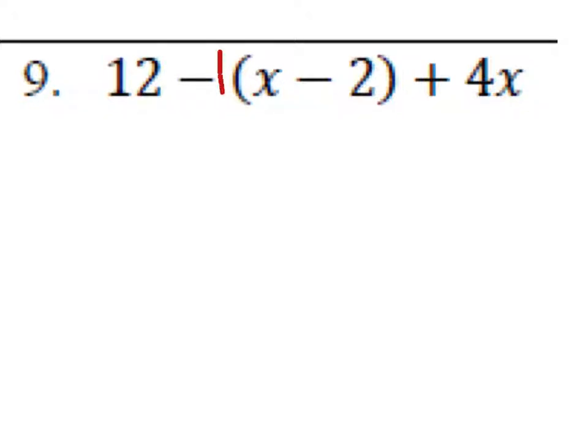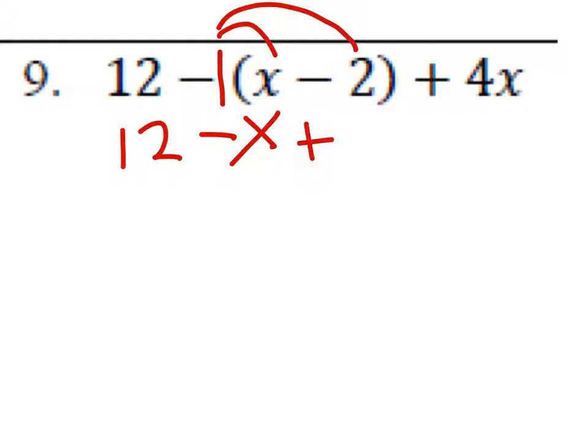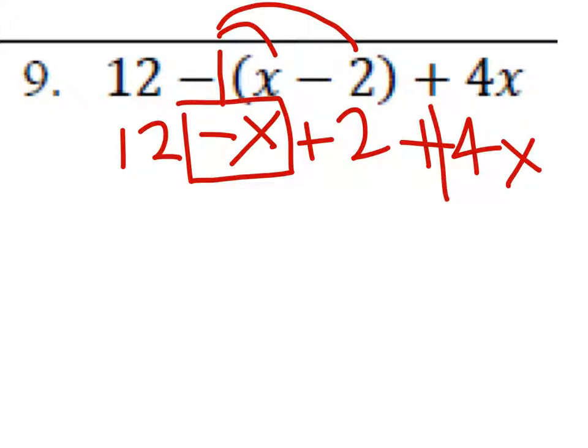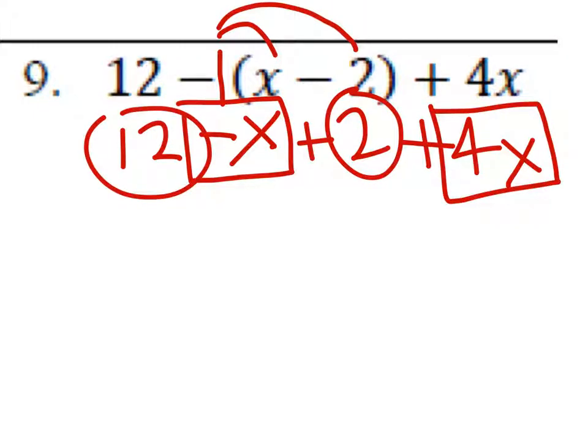Like the green one. So the negative just means a -1, and then you distribute. So it's 12 minus x plus 2, because the negative and the negative create a positive, plus 4x. And then combine like terms like that. So be 14 plus 3x.